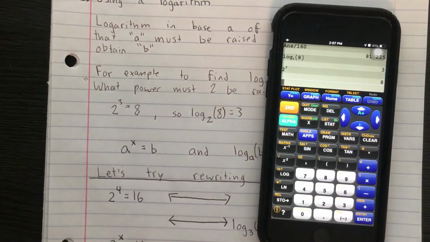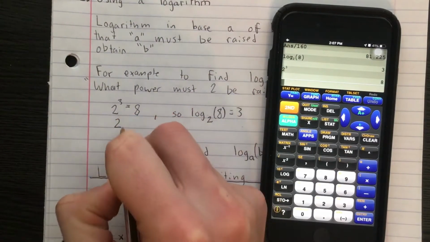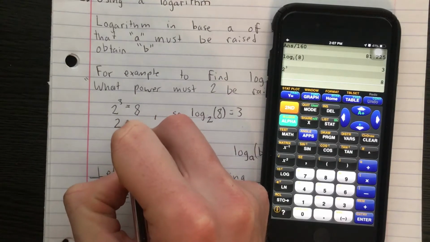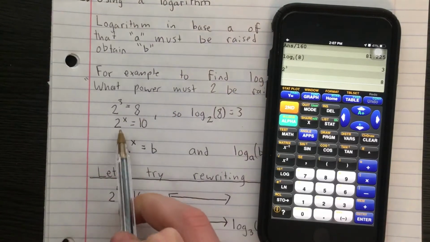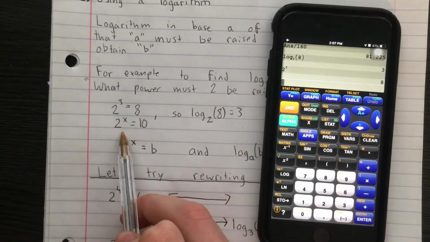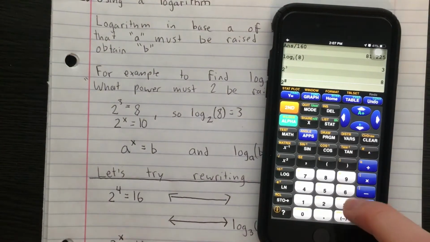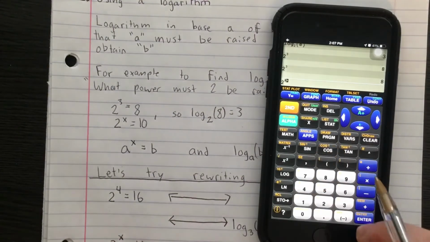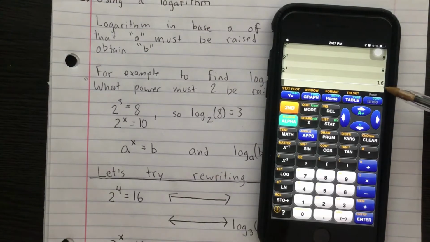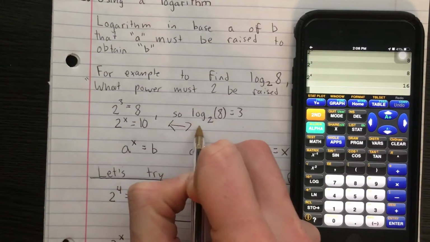And where logarithms come in handy are when you've got questions such as, let's say it was 2 to the x power equals 10. How many times do we have to multiply 2 by itself to get 10? It's kind of problematic because 2 to the third is 8, but then 2 to the fourth is 16. So we could infer that the answer is somewhere in between 3 and 4, but we don't know it for sure.